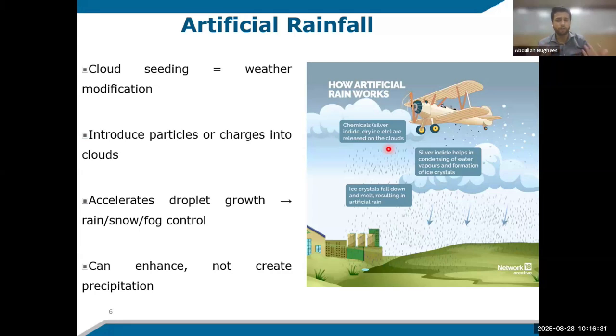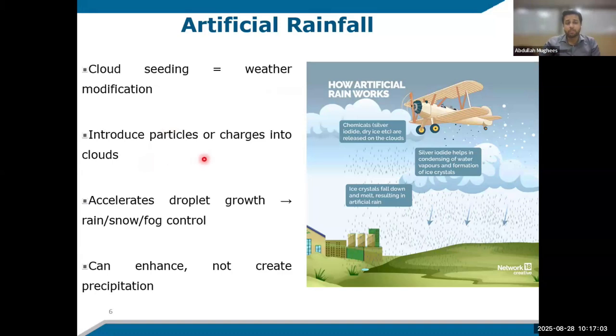Okay. So we can use them, spray them onto those white clouds, and that chemical will help in condensation of water vapors and formation of ice crystals, which are heavier in size and they will ultimately fall towards the ground. Okay, so cloud seeding is basically weather modification, right? So we're going towards the clouds to bring the stuff, and we are changing the weather because we're going to make it rain, which was not going to occur naturally.